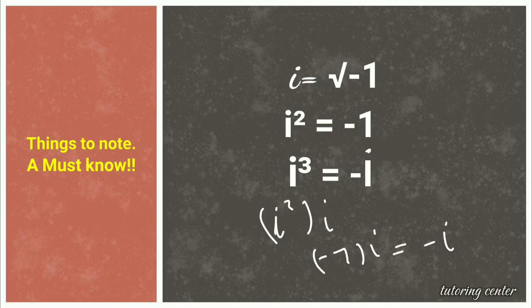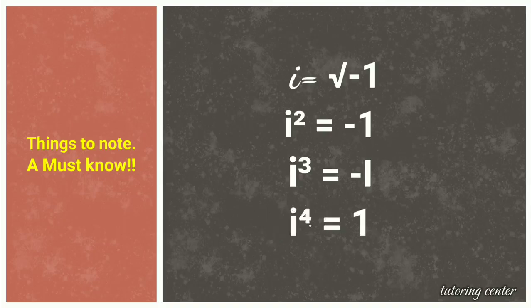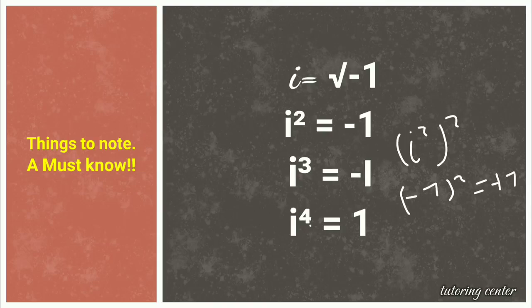This is actually i, so you don't get confused. Okay, we move on. i to the power 4 is equal to 1. This is simple, right? Because i squared is -1, it means we have i squared, all that squared. So (-1) squared, which is i squared squared, is equal to +1. Yeah, we need to know this.